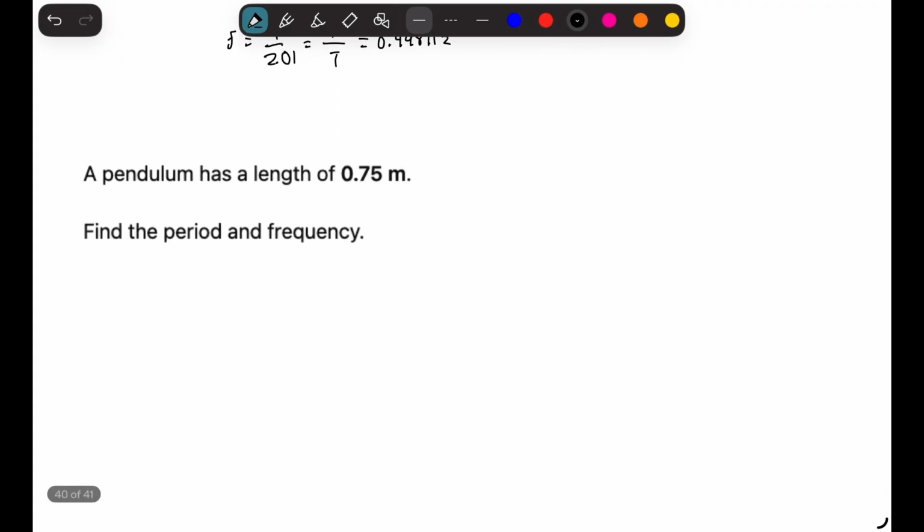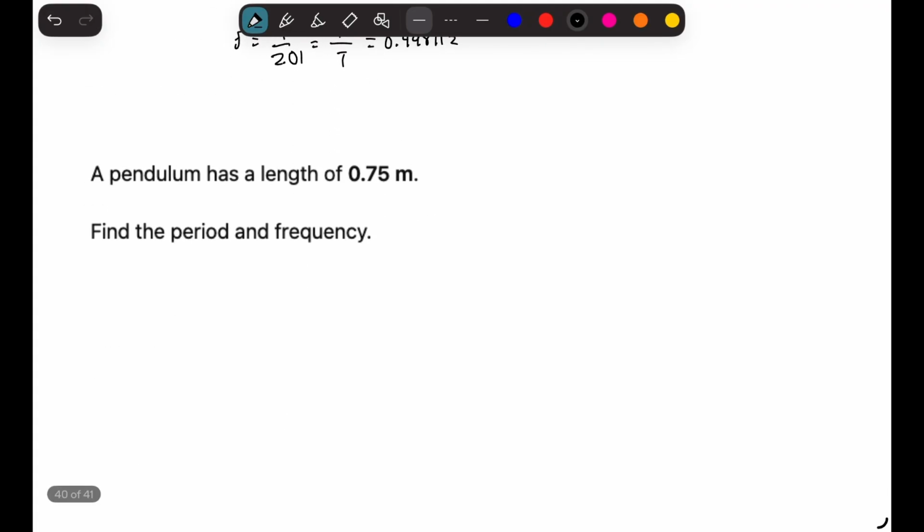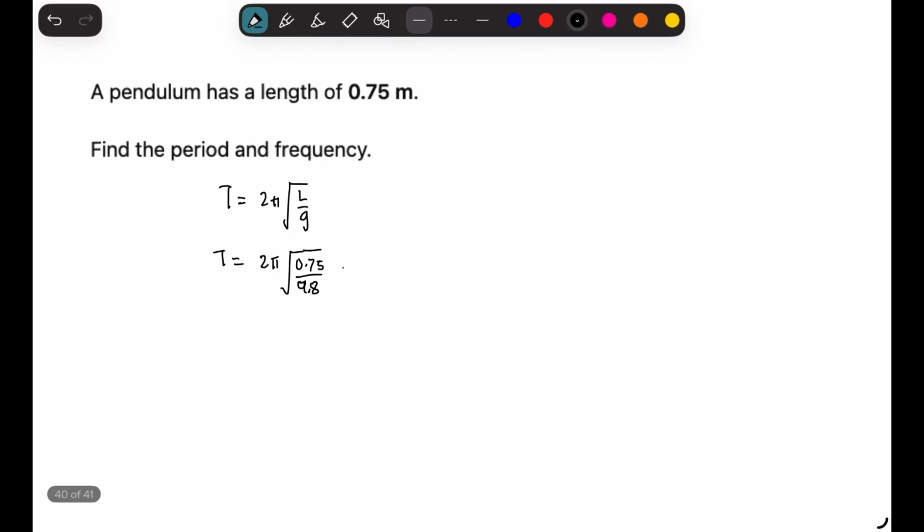A pendulum has a length of 0.75 meters. Find the frequency and the period. So our period is 2 pi times the root of L over g. T is equal to 2 pi times the root of 0.75 over 9.8 meters per second squared, and our answer is 1.74 seconds. Our frequency is 1 over T, which is 1 over 1.74, which is 0.575 hertz.